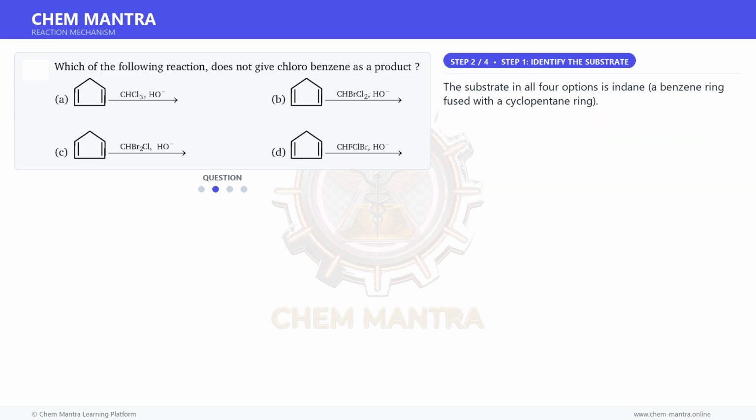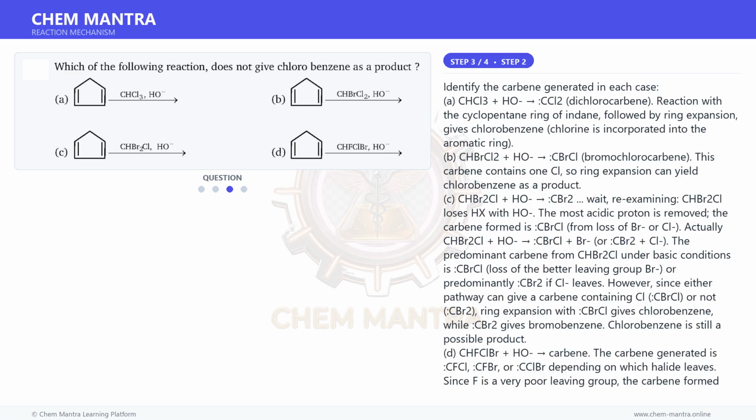Moving on to the next step. The substrate in all 4 options is indane, a benzene ring fused with a cyclopentane ring. Moving on to the next step. Identify the carbene generated in each case.